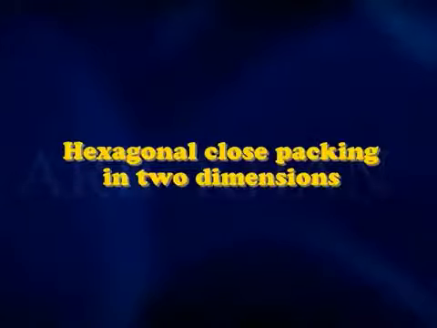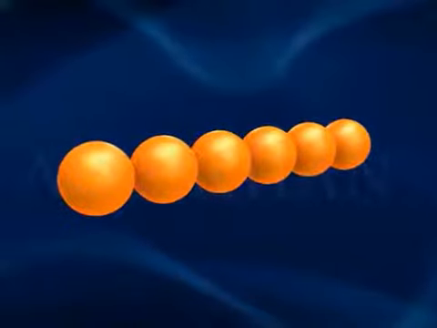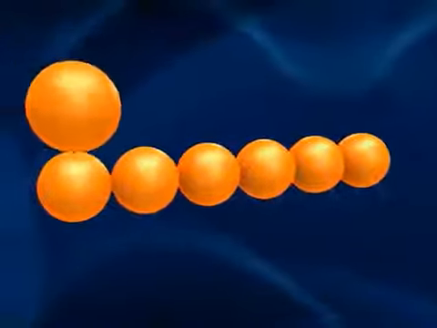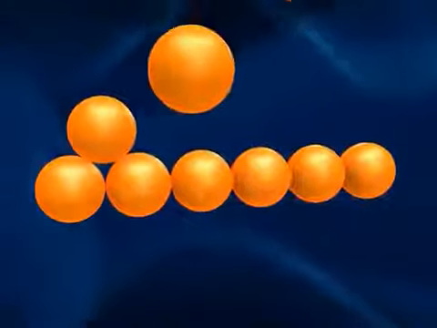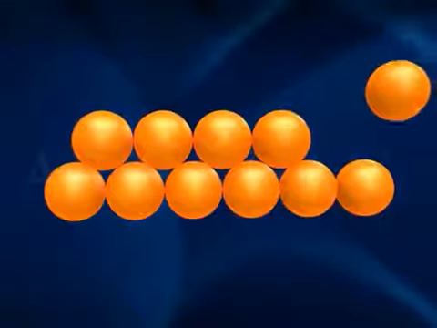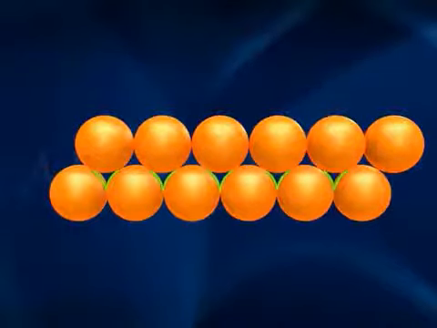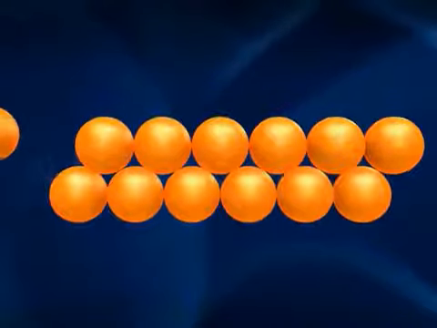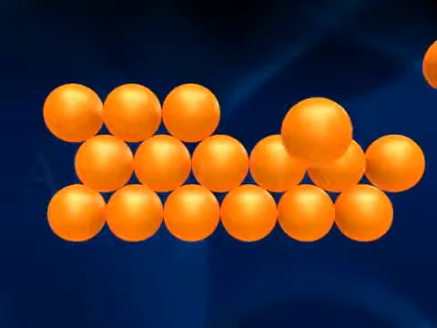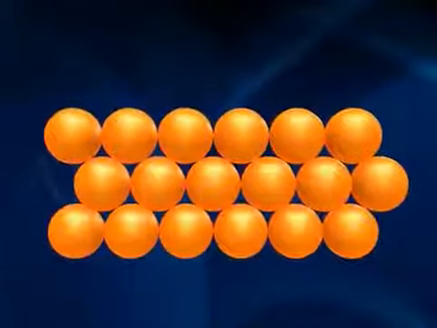Hexagonal close packing in two dimensions. In the hexagonal close packing in two dimensions, one row of close packed particles is placed above the other in such a way that the particles of the second row fit into the depressions of the first row. Similarly, a third row is placed above the second one such that its particles fit into the depressions of the second row, and so on.